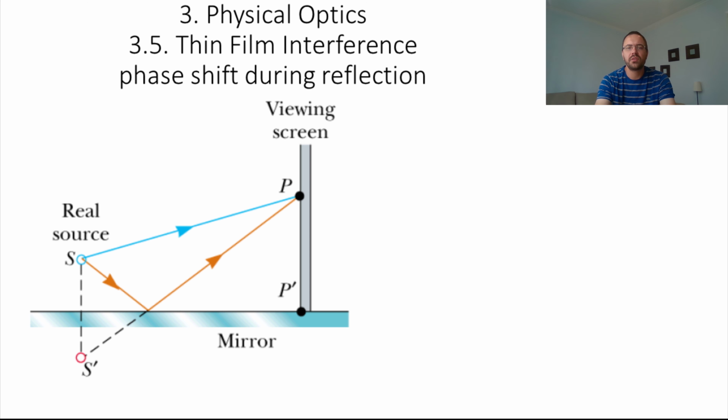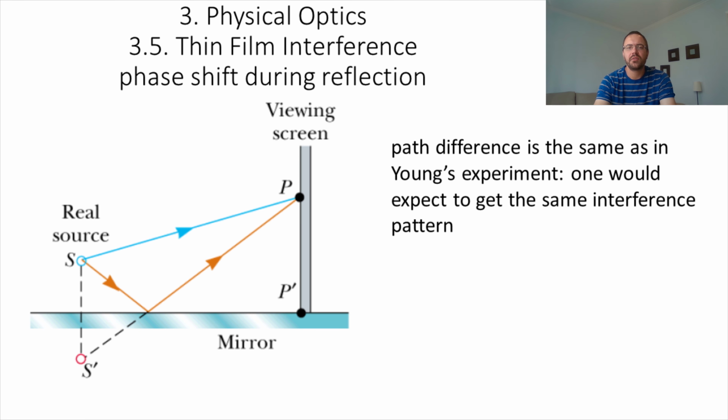Imagine that we redo Young's experiment, but instead of having two sources, we use a mirror. Then what happens to the interference pattern on the screen? If you look at the path difference between the two rays, the blue one and the orange one, it is the same as in Young's experiment. The light travels the same distance from the source S to the mirror as it was traveling from the second source in the original Young's experiment. So if the path difference is the same, then you would expect the interference pattern to be the same.